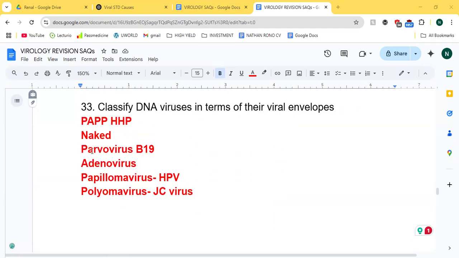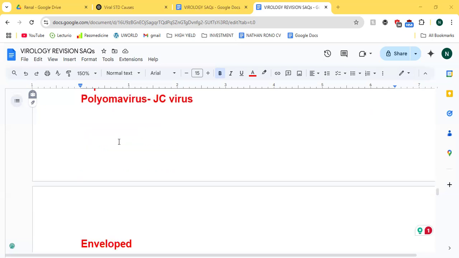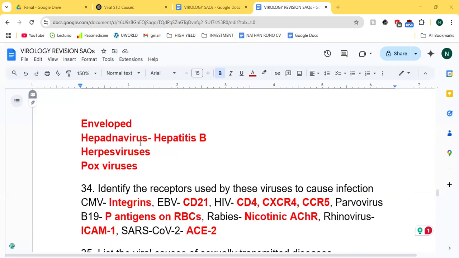So the naked are parvovirus B19, adenovirus, papillomavirus, which is the HPV, and then polyomavirus, which is JC virus. And then the enveloped are hepatitis DNA, which is hepatitis B, herpes viruses, so the herpes 1, 2, 3, all those, and pox viruses.